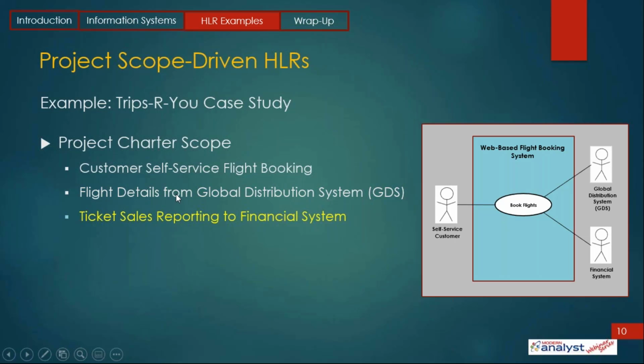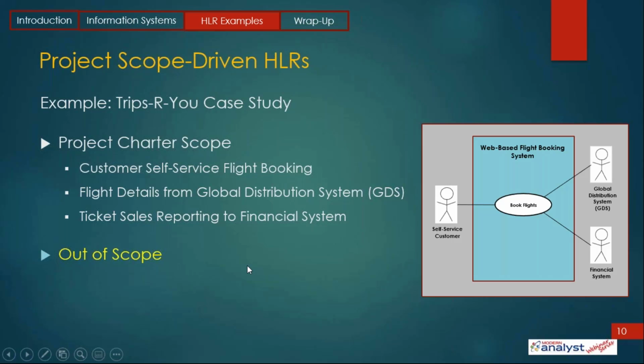And the third thing they know they need to do going into the project is we're going to be selling tickets. So the financial system for the travel agency needs to know about sales and that sort of thing. So these are the 3 items in scope as we kick off the project. And here's a context diagram representing that. One fuzzy business activity that says book flights. We know the user is going to be a self-service customer. We know there's going to be 2 systems that it's going to need to talk to.